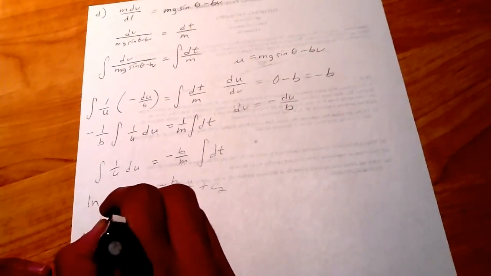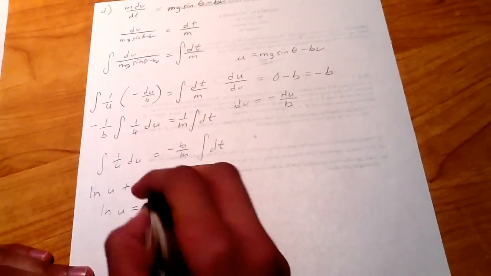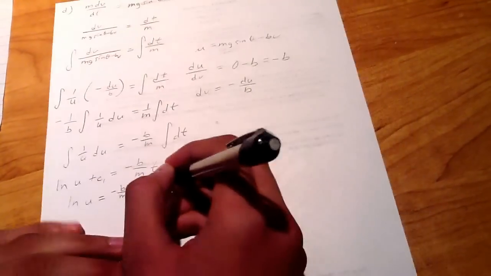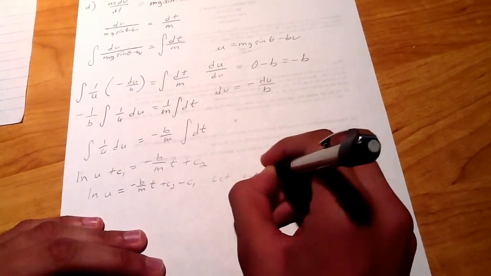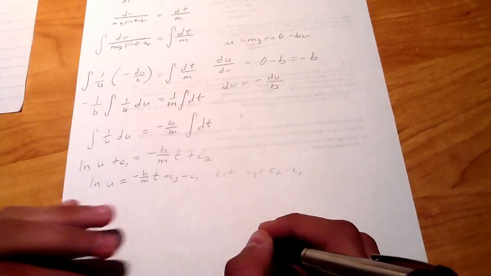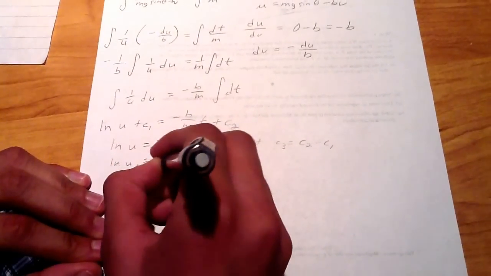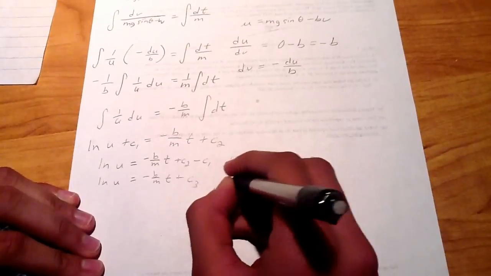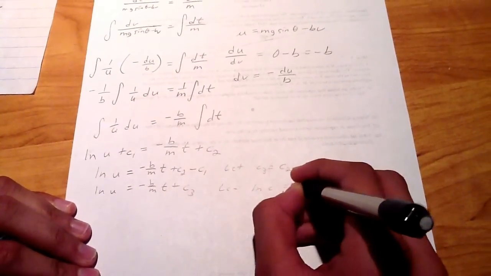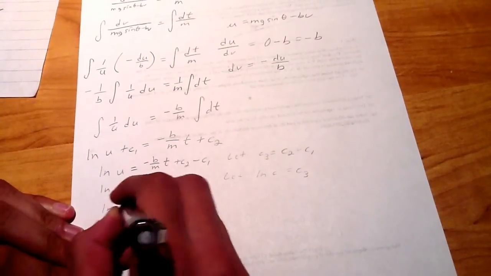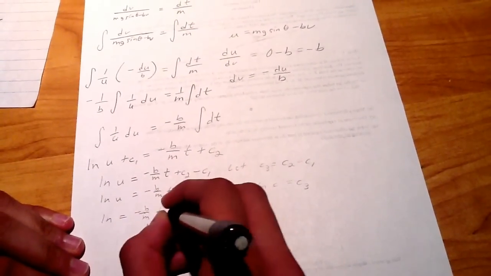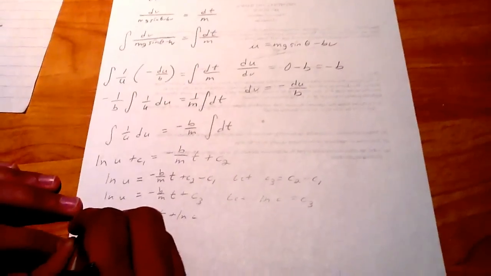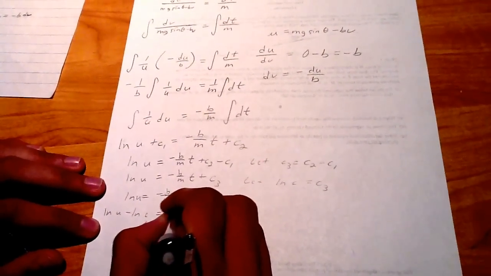We subtract over the constant and we get ln of u is equal to negative b over m t plus c2 minus c1. Now, let c3 equal c2 minus c1. So, ln of u equals negative b over m t plus c3. And now, we can let ln of c be equal to c3. So, ln of u is equal to negative b over m t plus ln of c. Subtract that over, and you get ln u minus ln c equals negative b over m t.